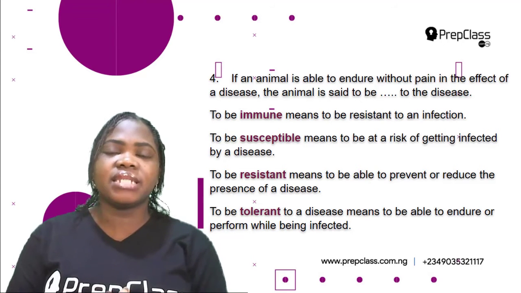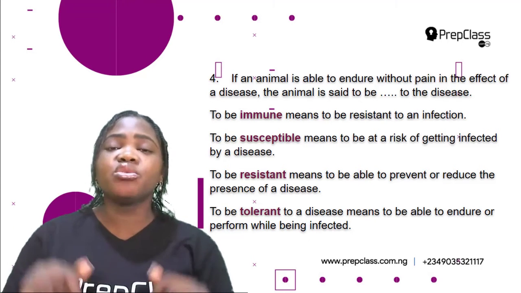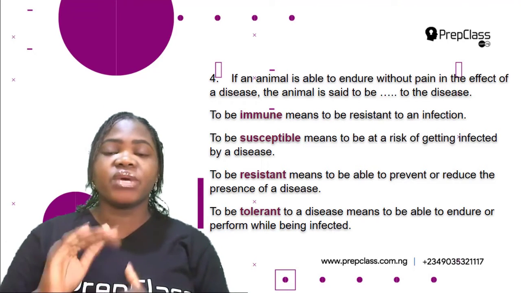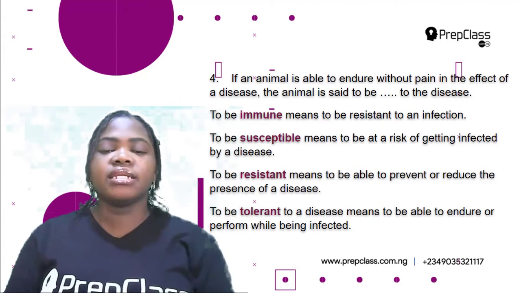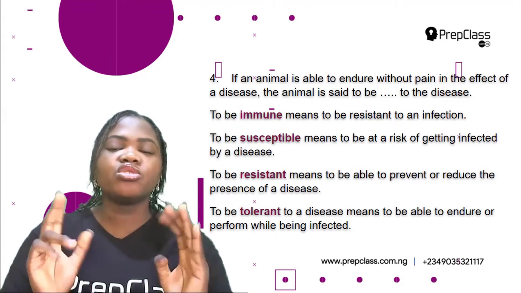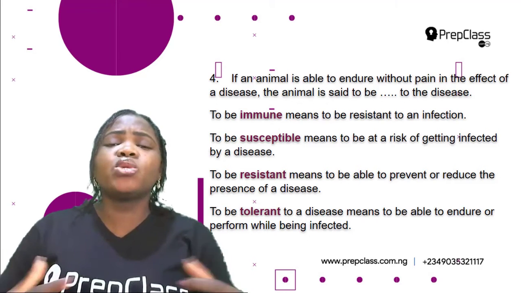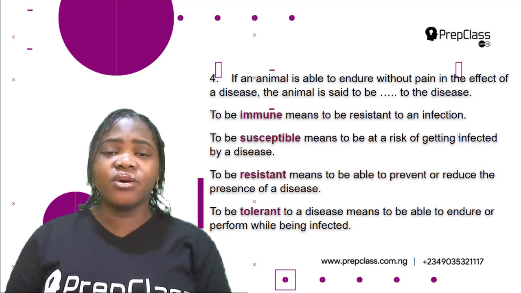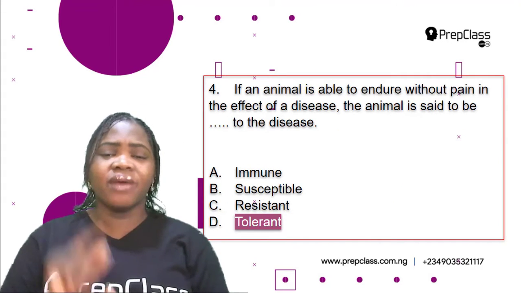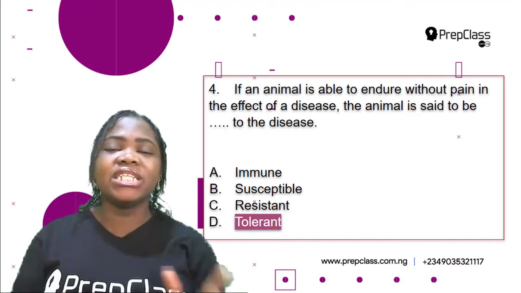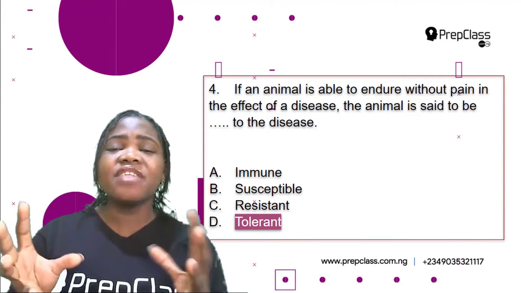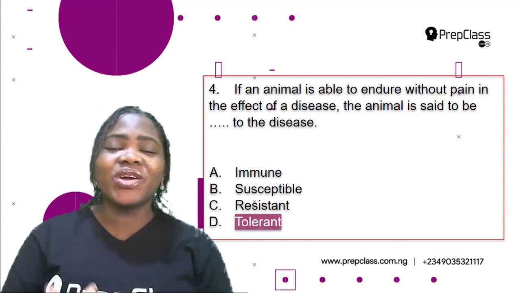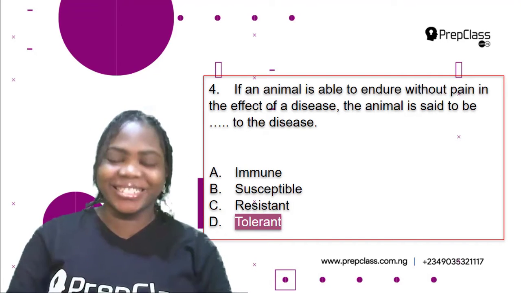Okay, what about resistance? To be resistant to a disease means to be able to prevent or reduce the presence of a disease. So to be resistant and to be immune are similar. Now, the last one, tolerance. To be tolerant to a disease means to be able to endure or perform even while being infected. Okay, so which of the options is correct now? If an animal is able to endure without pain the effect of a disease, the animal is said to be tolerant to the disease. So the correct option is D, tolerant.